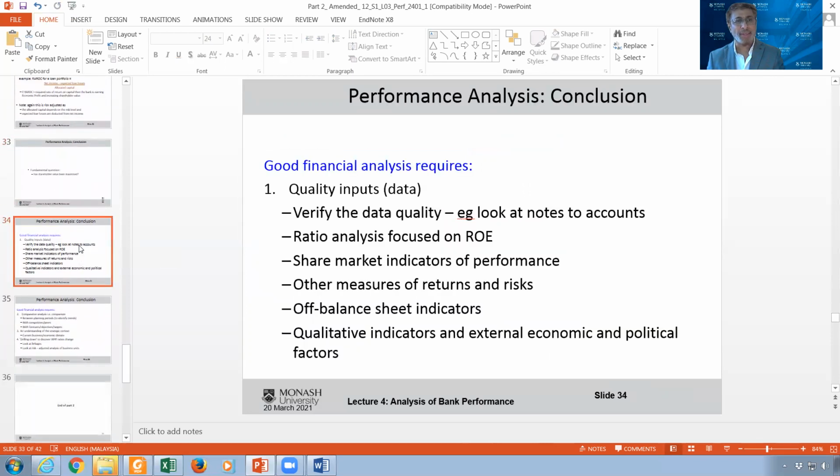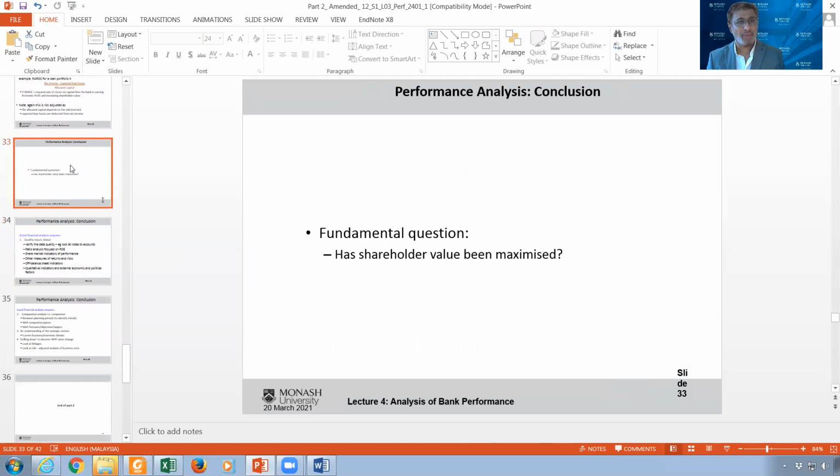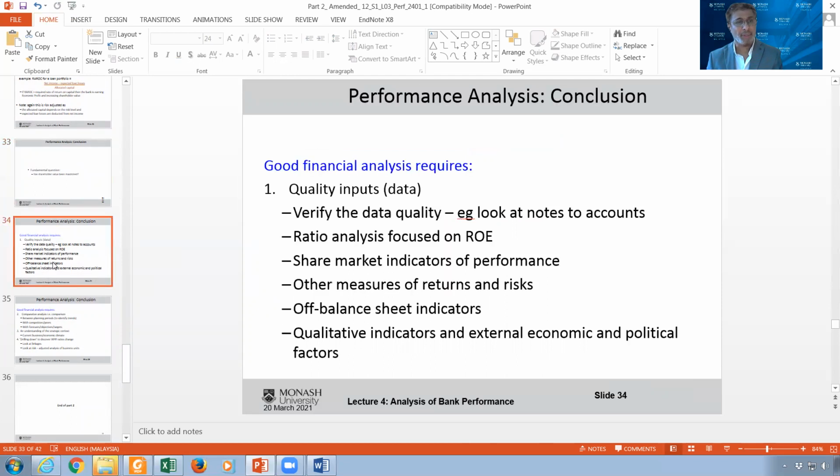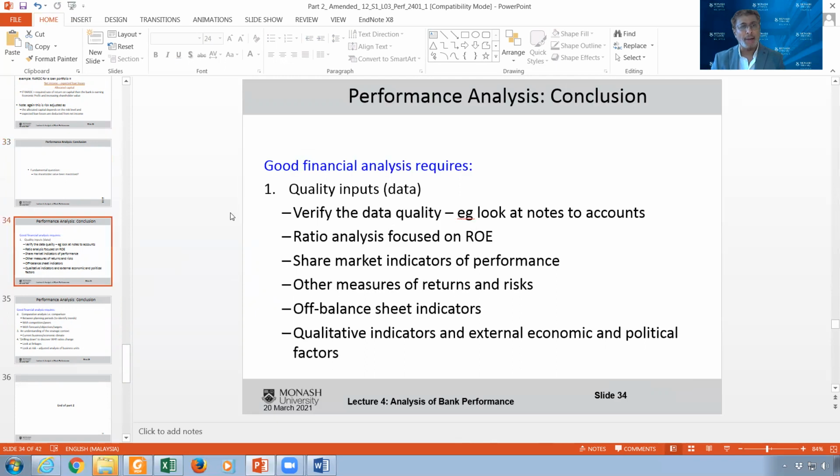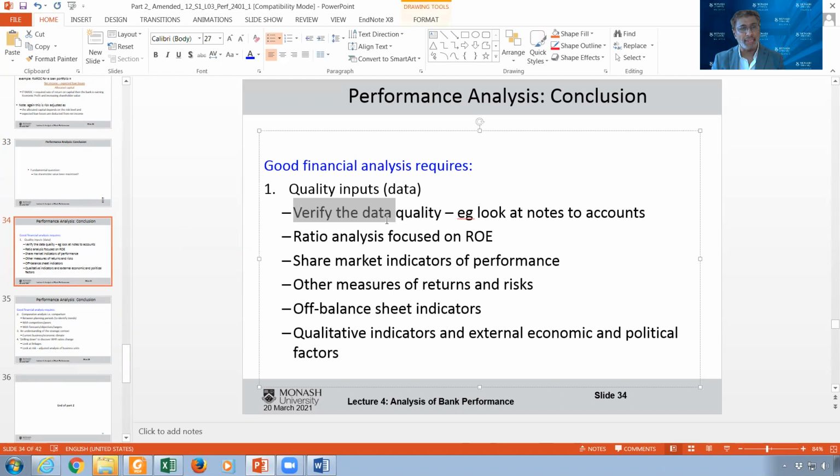So this is just to sum up the fundamental questions. Has the shareholders' value been maximized? This is always our goal, to see the shareholders' value maximized. Good financial analysis should include verifying the data and looking at the accounts and the notes to the accounts. This is when we talk about financial reports.